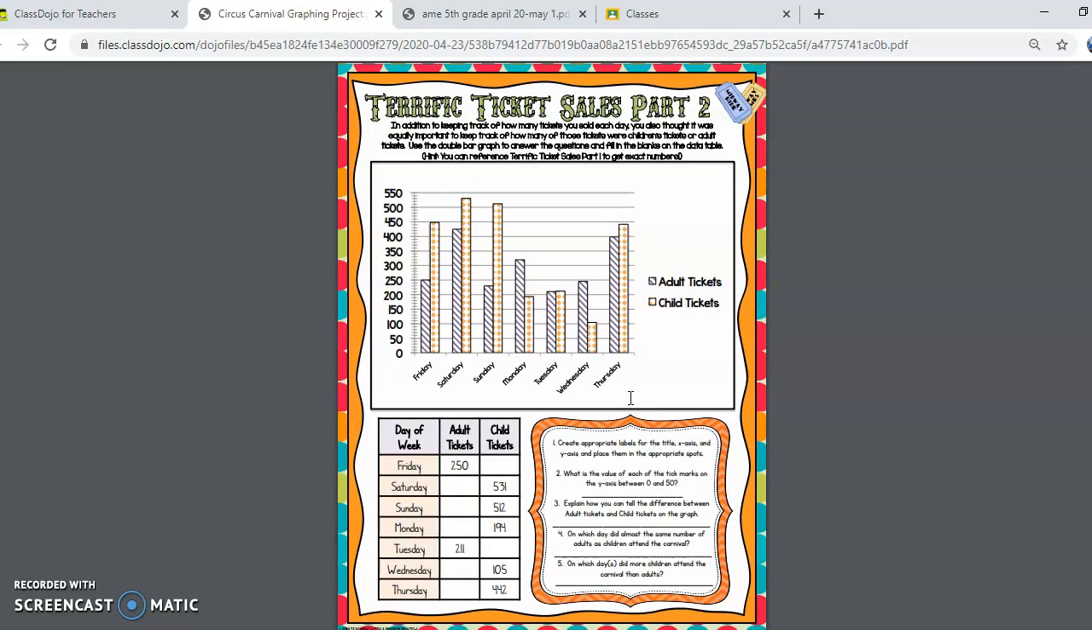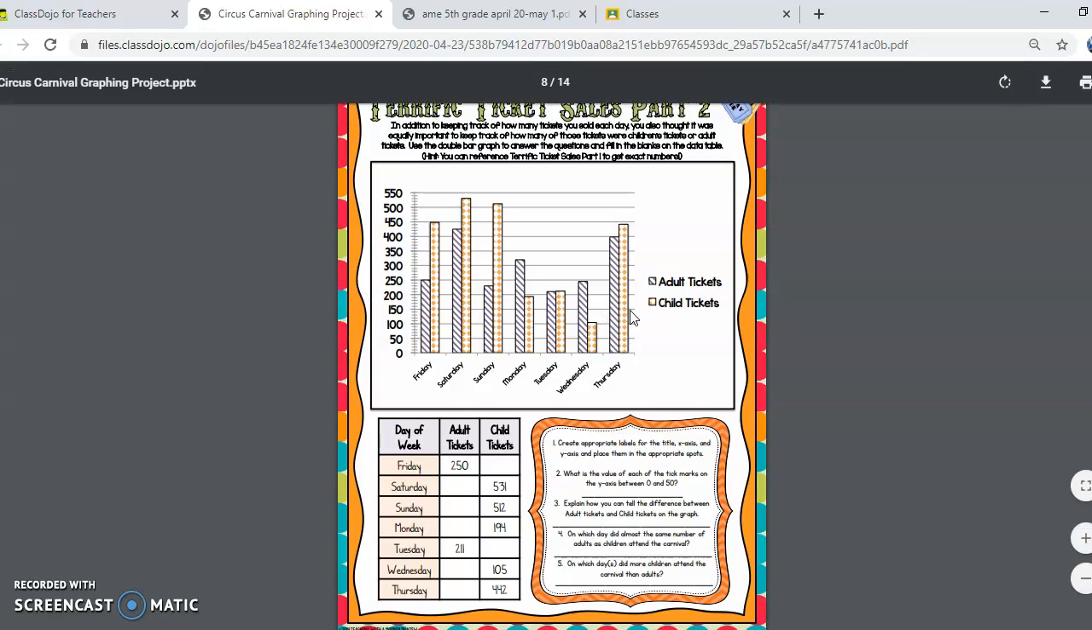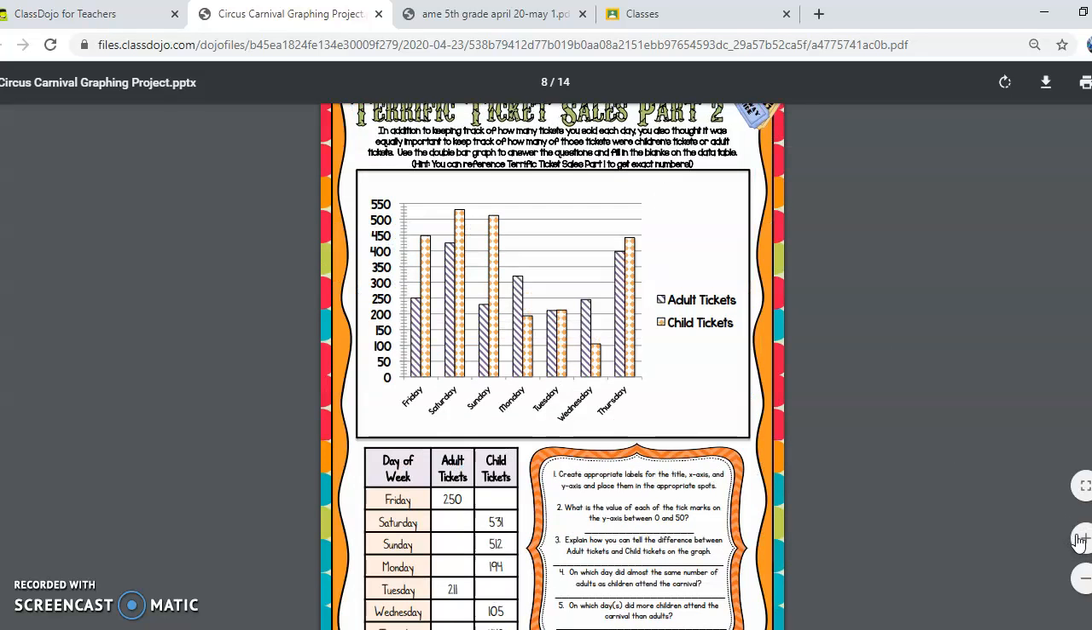You will also be looking at this data chart. This is a double bar graph that you have here. Okay, so if you need an idea of how to structure yours, I'd look here. Let me make this a little bit bigger so it's a little easier to read.